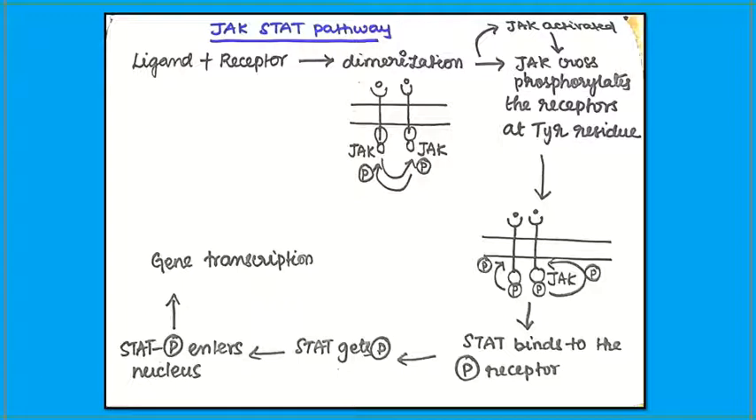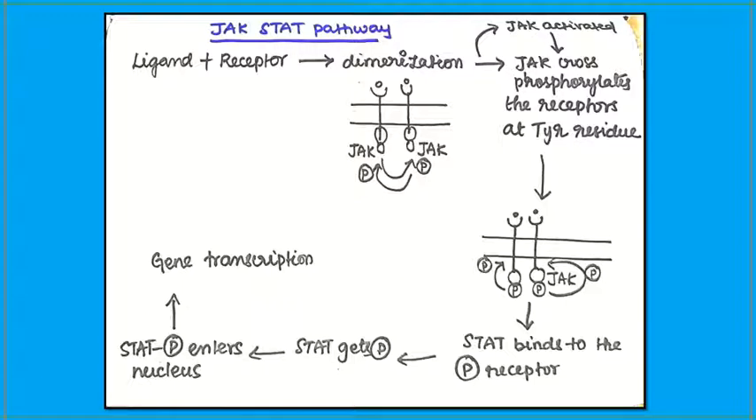Some kind of adapter protein will come and bind. In the JAK-STAT pathway, STAT is your adapter protein. STAT will come and bind to the activated receptor and the STAT will get phosphorylated. As soon as the STAT gets phosphorylated, it dissociates away from the receptor and goes inside the nucleus.